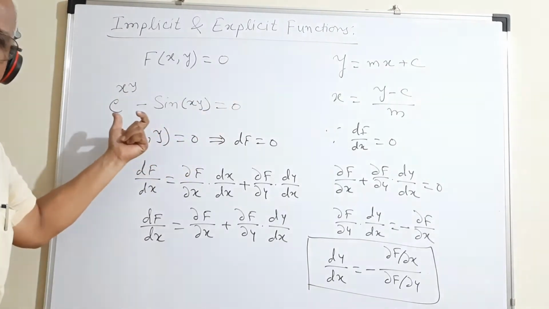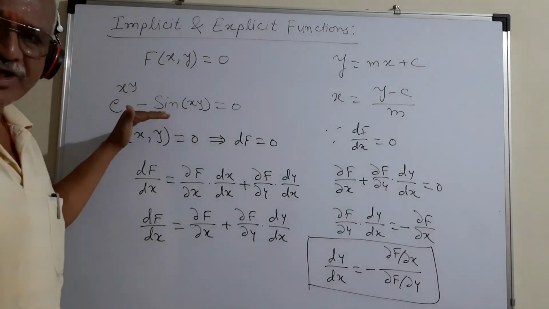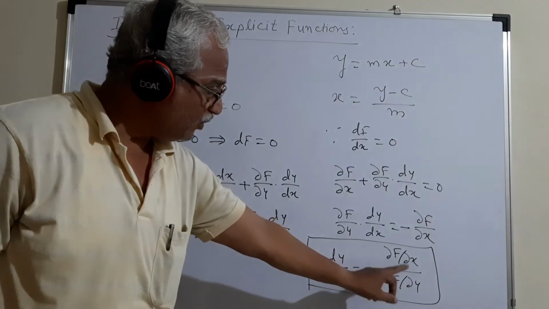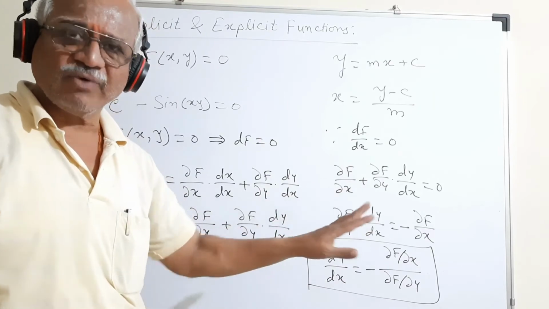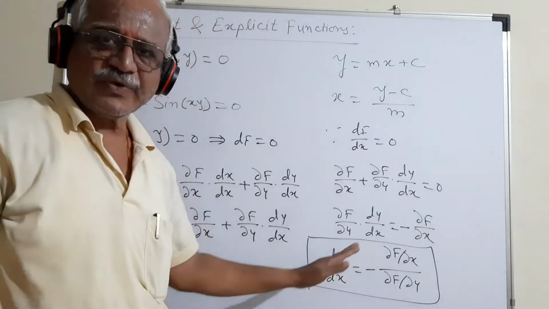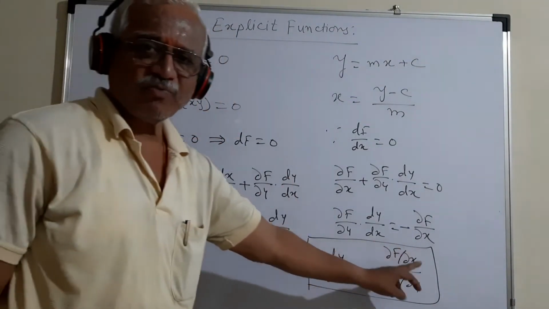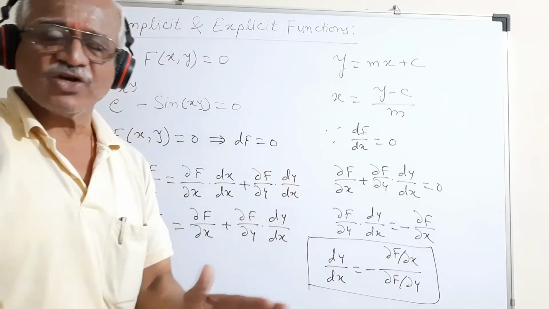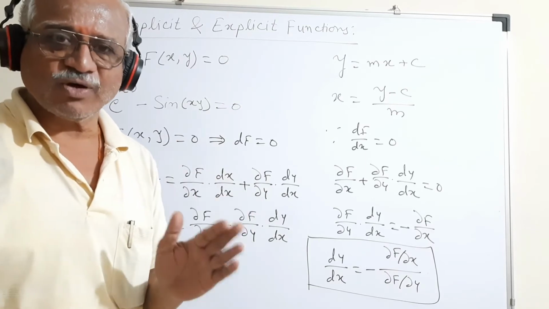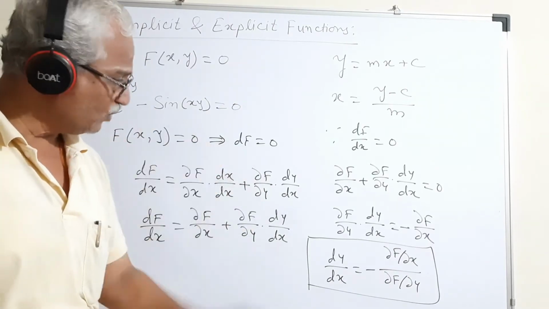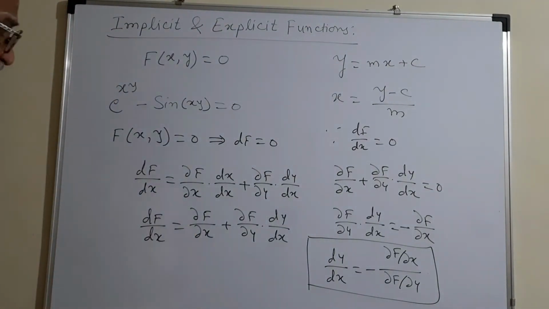So in the given function, even if it is not possible for us to separate y from x or x from y, still we can obtain the partial derivatives of this function f, that is dou f by dou x and dou f by dou y. Differentiating f partially with respect to x and y, we can use those expressions in this formula to obtain dy by dx for such a complicated function, in which it is not possible for us to separate x and y from one another. So that is how we can obtain the expression for dy by dx.